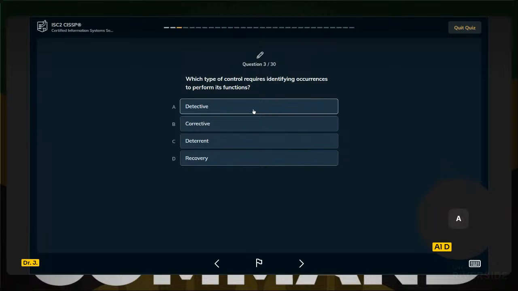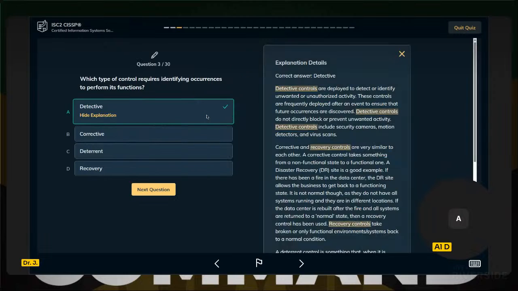I kind of want to know what they mean by identifying occurrences. So yeah, they're deployed to detect or identify unwanted or unauthorized activity. These controls are frequently deployed after an event to ensure that future occurrences are discovered. Detective controls do not directly block or prevent unwanted activity. Detective controls include security cameras, motion detectors, virus scans.